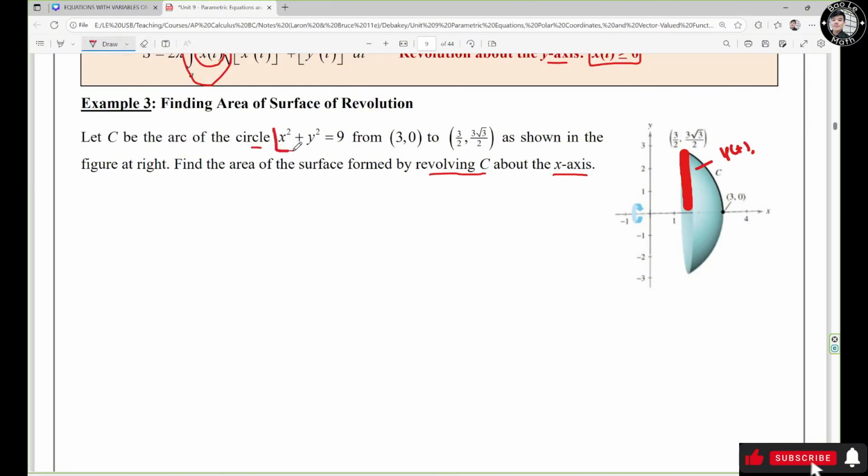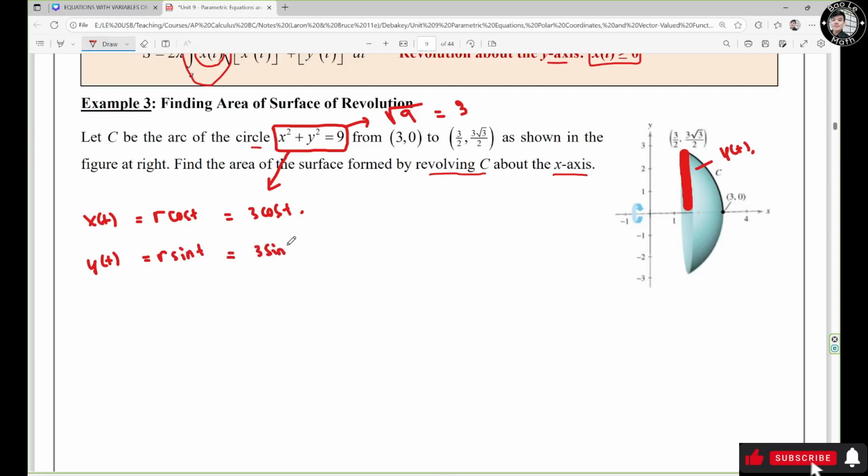Observe that this one is the rectangular form. Now you learned from AP Precalculus that you need to convert this one to polar form, right? So you know that x of t equals r cosine t. The radius right here is the square root of 9, which is 3, so it's going to be 3 cosine t. Now y of t equals r sine t, so it's going to be 3 sine t, right?